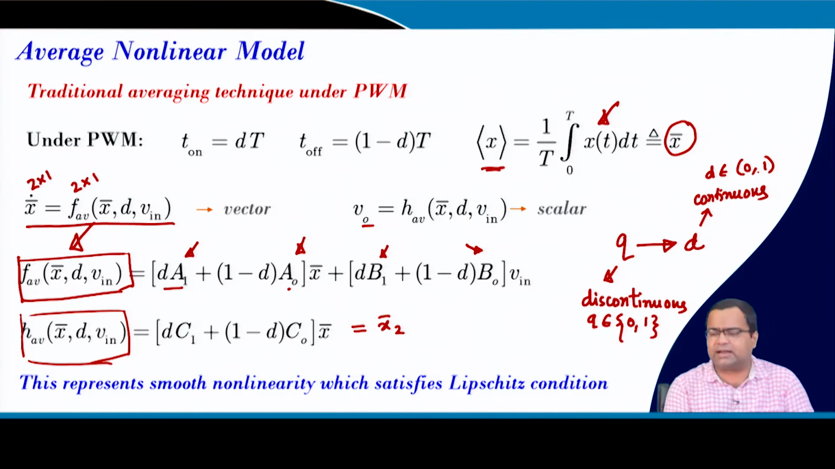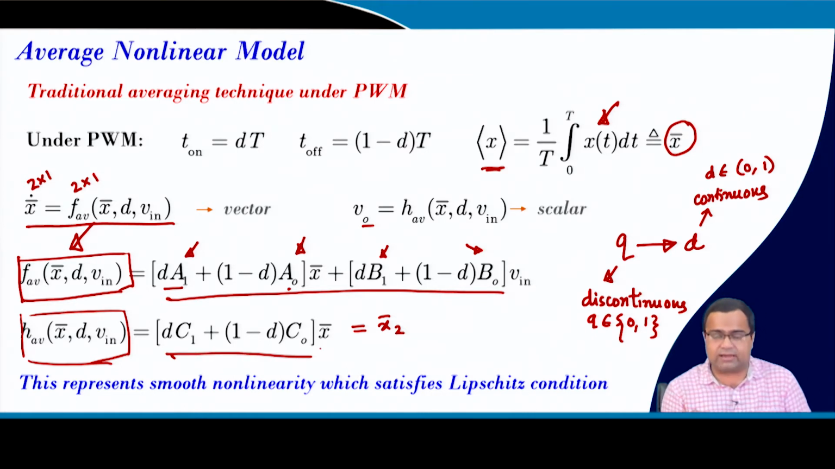But in this lecture, we want to limit the duty ratio between 0 and 1, and that is why, since d is a continuous function, both the vector and scalar functions are continuous, and we can take the partial derivative of this as many times as we want. They will be continuous, that means various higher order derivatives will exist. So, it satisfies the Lipschitz continuity.